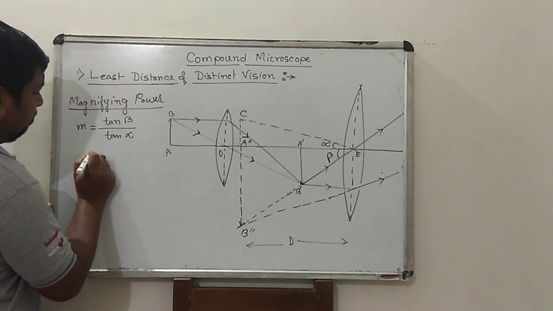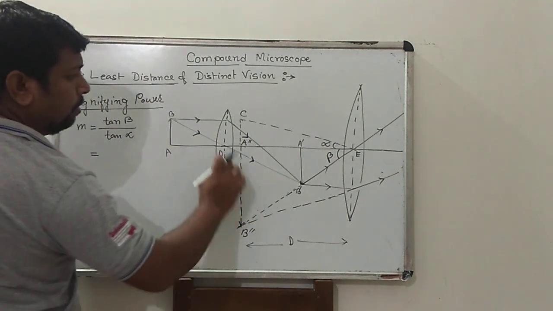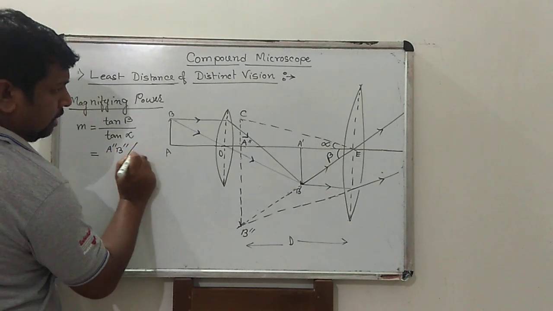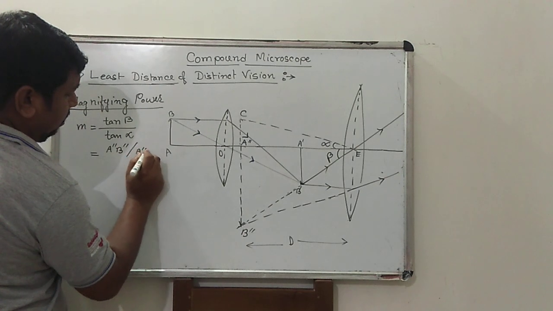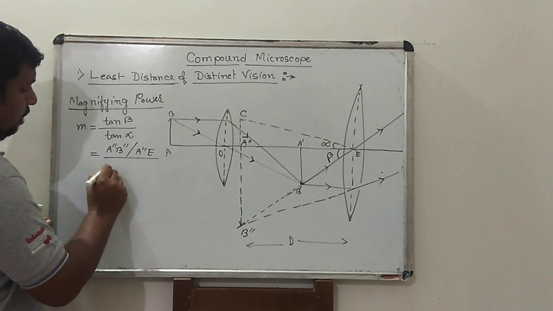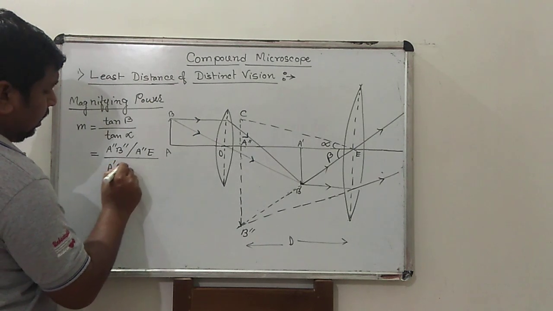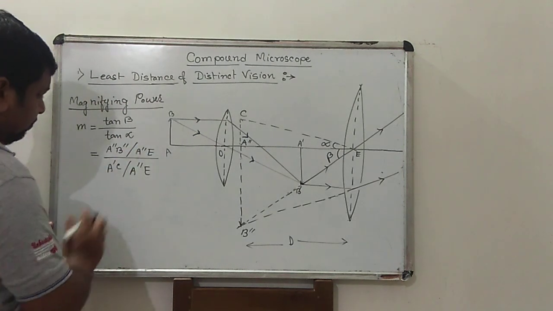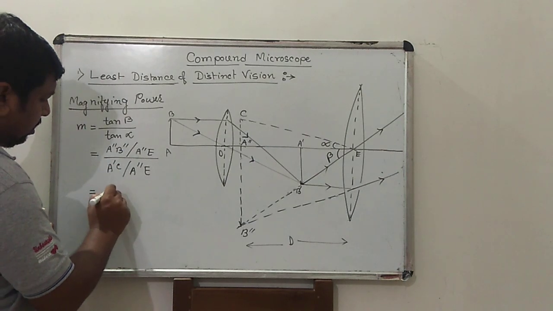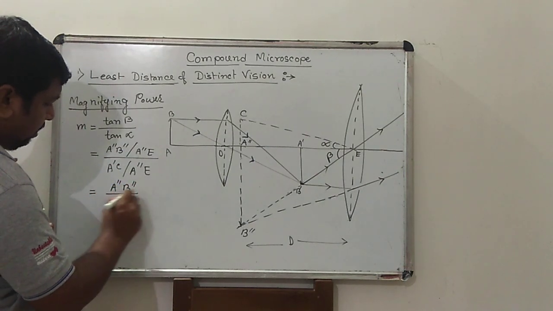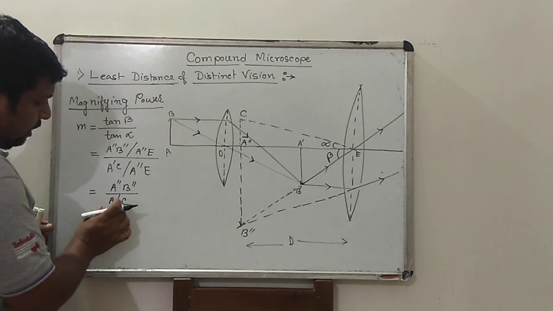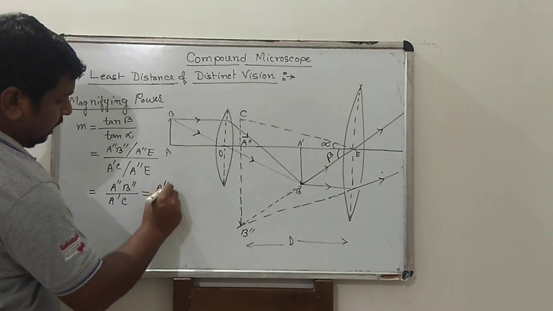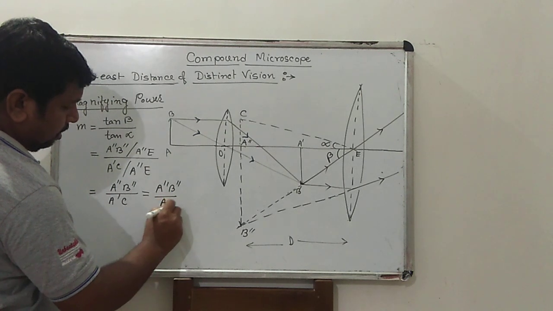So tan beta equals perpendicular by base, so this is A''B'' divided by A''E. And tan alpha equals A'C divided by A''E. So A''E cancels, then we get A''B'' divided by A'C. Now A'C equals AB, so we get A''B'' divided by AB.